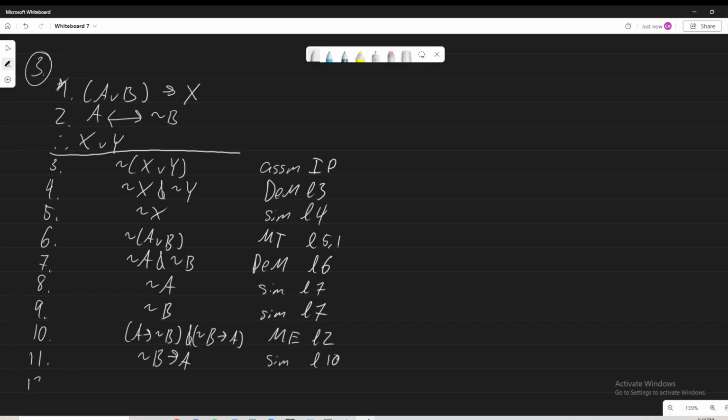So let's just go back and forth. We did modus tollens last time, so let's use modus ponens this time. In line 9, we have not B. In line 11, we have if not B, then A. So that tells me I can get A. That's using modus ponens on lines 9 and 11.